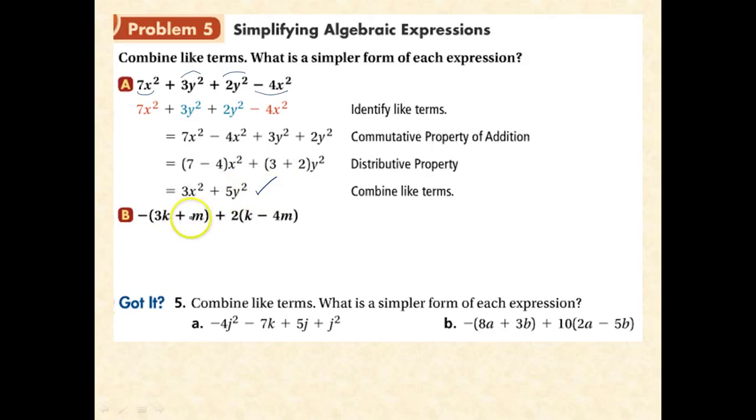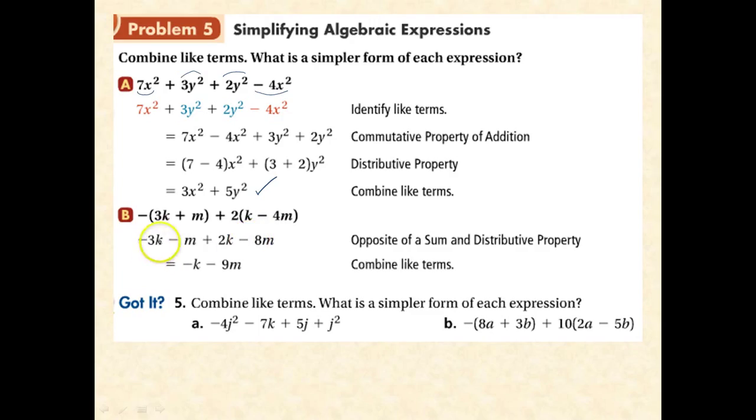How about this guy? So we're going to use the opposite of a sum and a distributive property. So the distributive property means the negative comes through to the 3k, the negative comes through to the m, and then 2 times k is 2k, 2 times negative 4m, negative 8m. Then we're looking at like terms, negative 3k plus 2k, negative 3 plus 2 is negative 1, so that's negative k, negative 1m, and negative 8m is negative 9m.